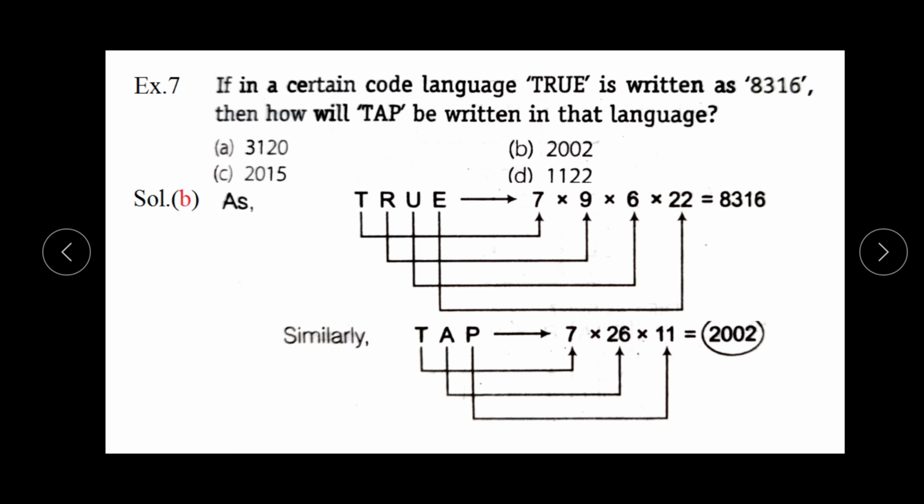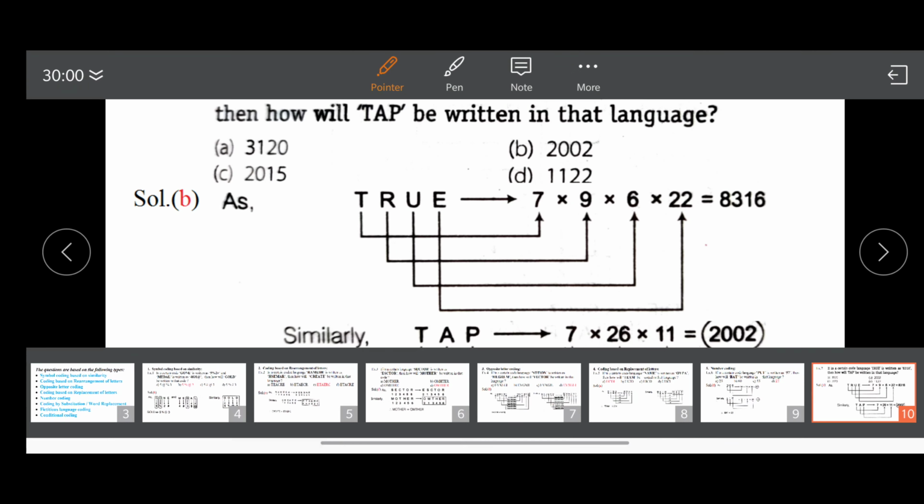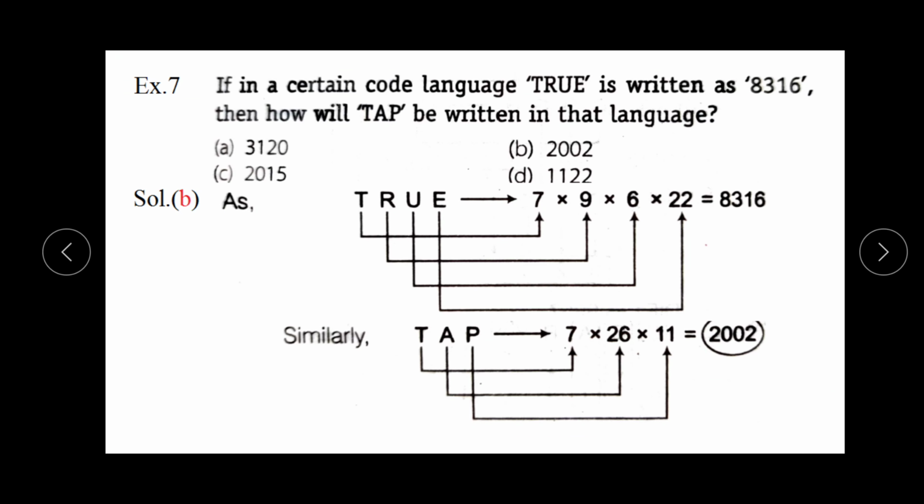When we multiply these positions, it becomes 8316. Now we have to find out for tap. Opposite of T is G, and G's position is 7. Opposite of A is Z, and Z's position is 26. Opposite of P is K, and K's position is 11. When we multiply these 3 numbers, it becomes 2002. It means the required coding for the word tap is 2002.